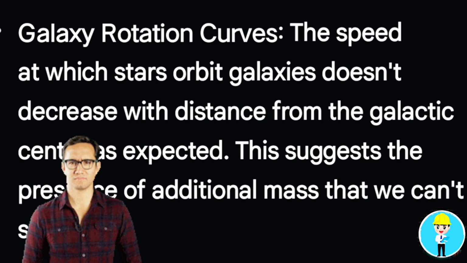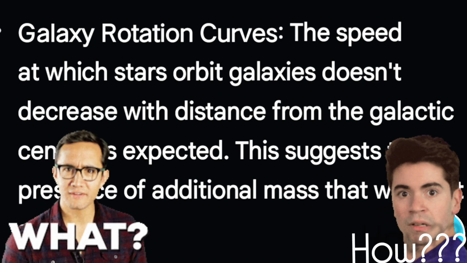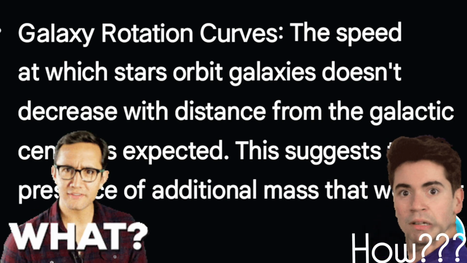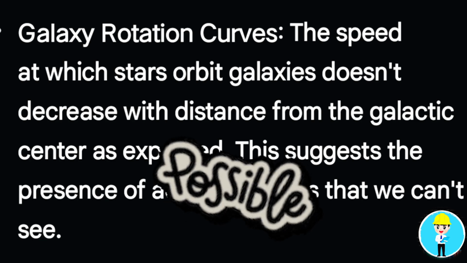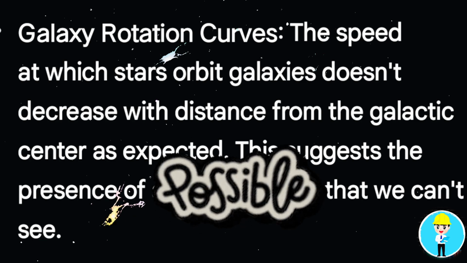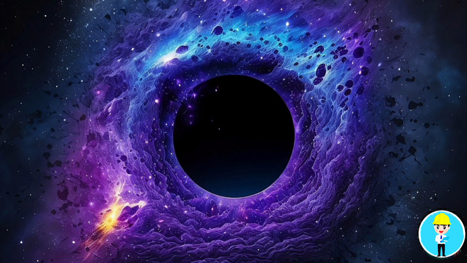It is remaining constant. What? How? How is it possible? No, no, no, no, no. Just tell me how it is possible. Is it possible really? So it is possible because it basically happens because of the existence of dark matter.